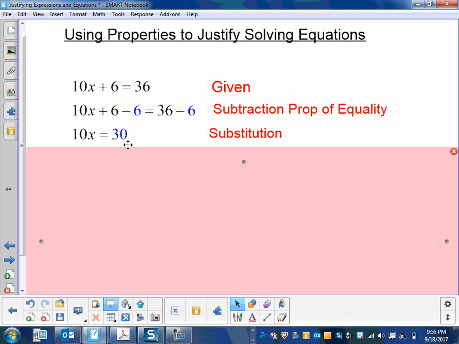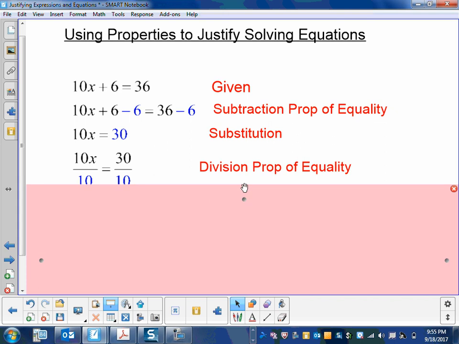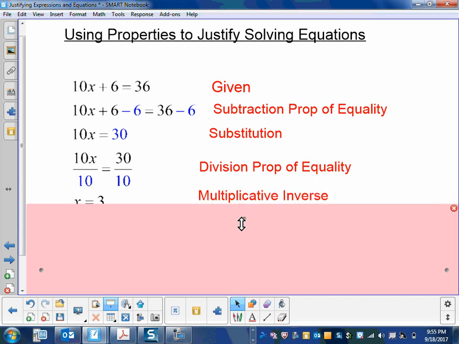I then substituted 30 for 36 minus 6. I divided each side by 10 using the division property of equality. And 10x divided by 10 is the example of the multiplicative inverse. So x is equal to 3.